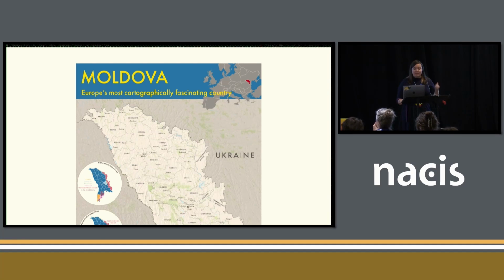The example here, this is my map in the map gallery, or I guess the top half of it. Moldova is highlighted as Europe's most cartographically fascinating country, so it makes sense to have Europe as the locator. You want more than just the immediate area, but you don't need the whole world. And you can cut off the other areas that are superfluous, so there's no North Africa on there. It kind of cuts off parts of Asia.